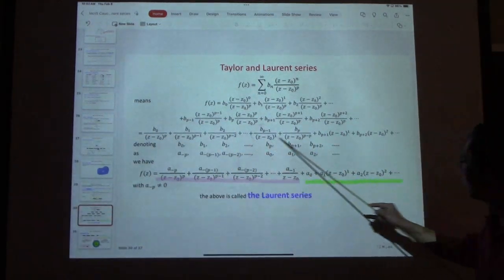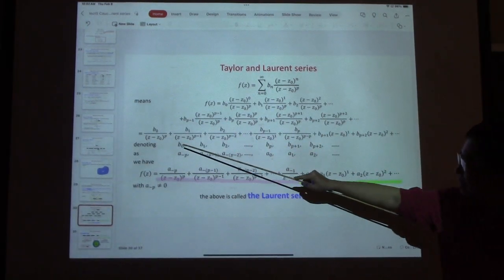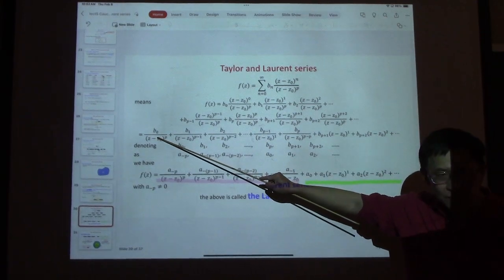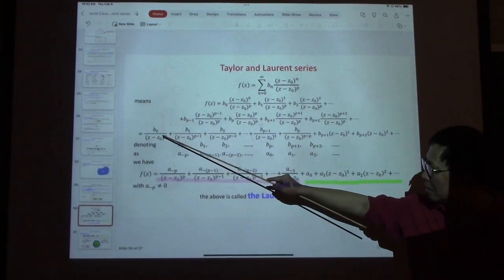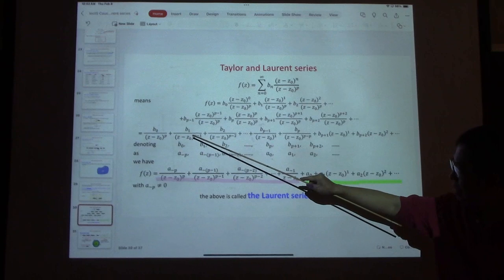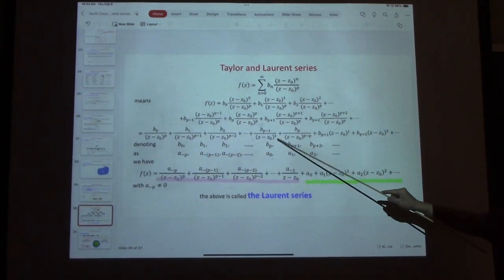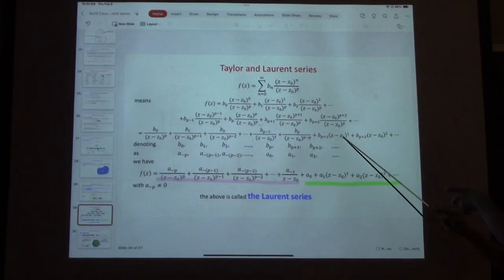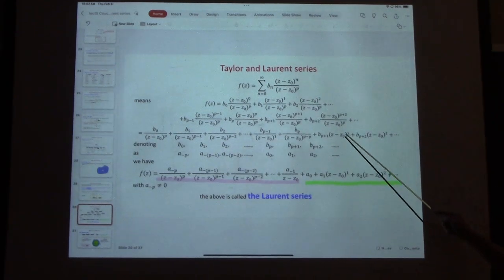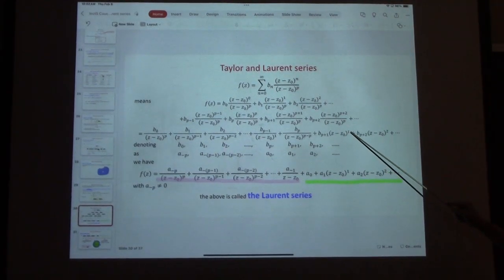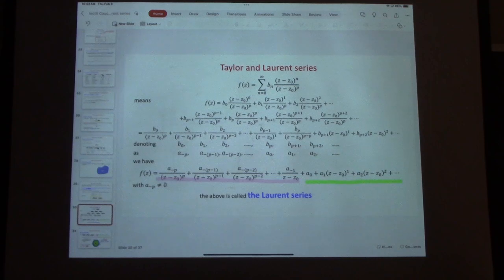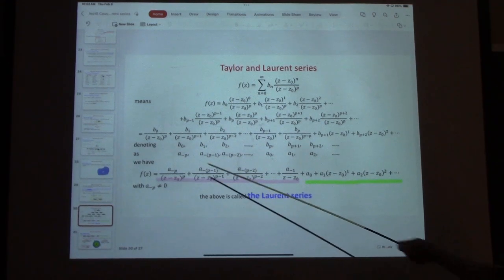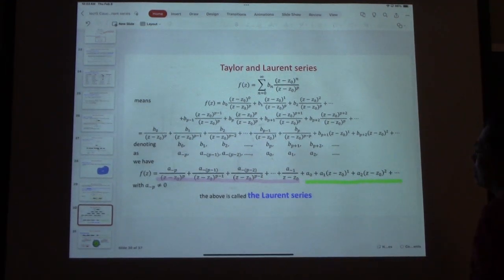You look at here, we have these factors at the bottom, and the order is reduced to 1 and then to 0, and then flipped to the top. The top now becomes z minus 0, and it's 1, 2, like that. And the coefficients here are b0, b1, and so on.